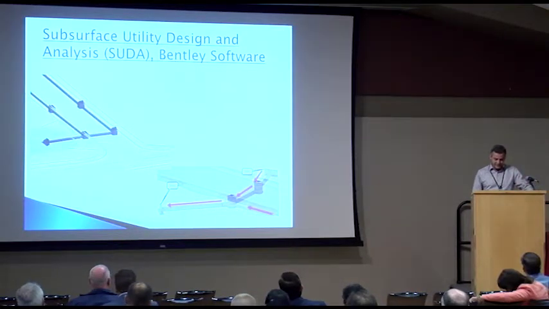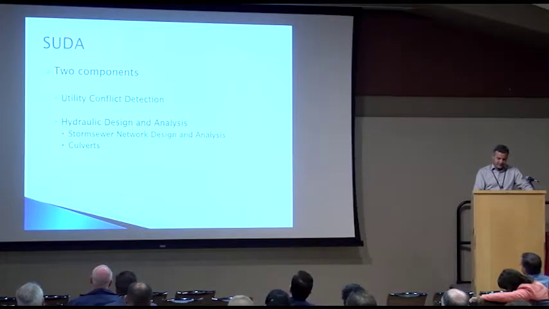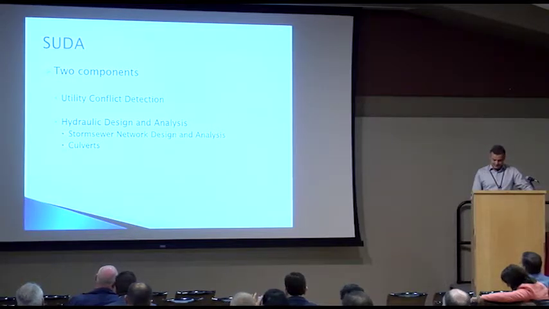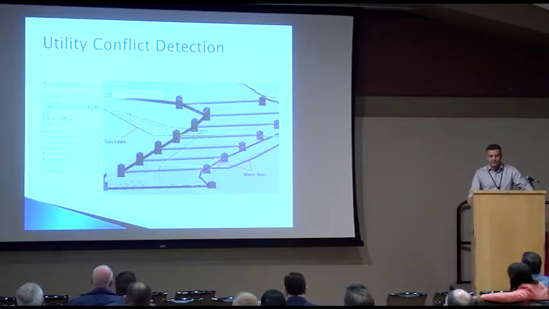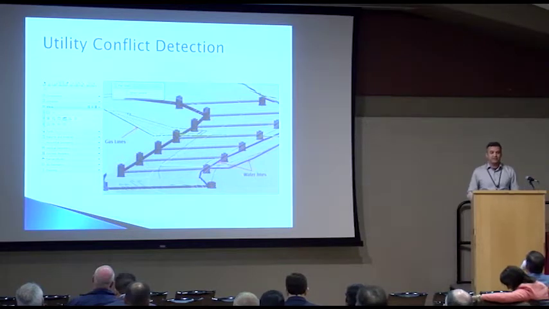There are 2 components to SUDA. There's a utility conflict detection component and also a hydraulic design component. For the utility detection component, since we're working in 3D, you lay out your network in 3D, put your utilities in 3D, and it'll spit a report out showing where all your conflicts are based on your tolerances.